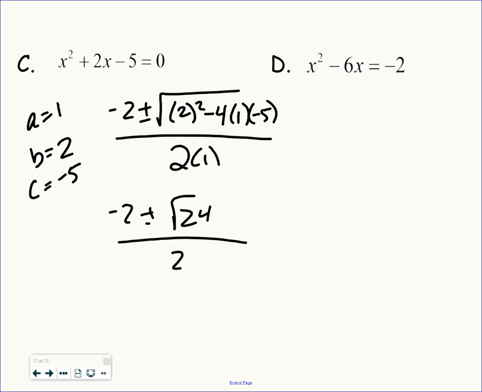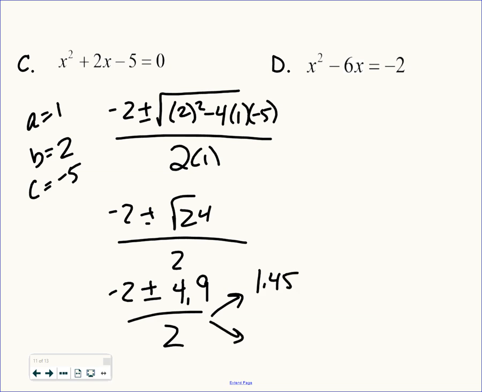Square root of 24, using my calculator now, is plus or minus 4.9, rounding, divided by 2. And so now, negative 2 plus 4.9 divided by 2, this splits into two questions. I'm going to add and get 2.9 divided by 2 is 1.45. The second one I'm going to subtract. I'm going to get negative 6.9 divided by 2 is negative 3.45.